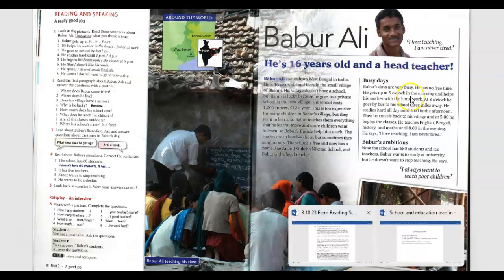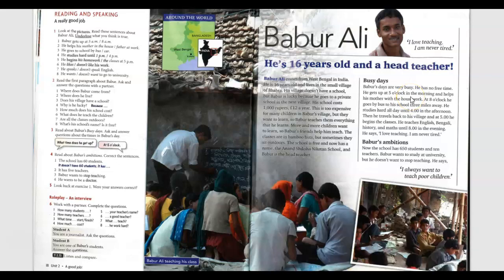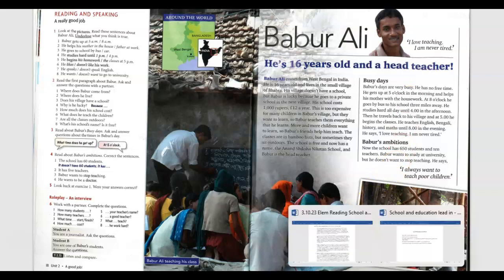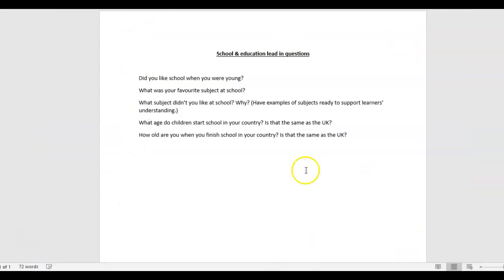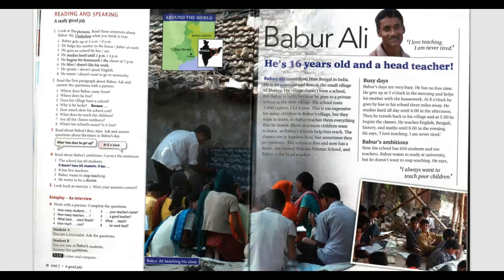So in the book, there isn't a lead-in really prepared for us. So I've written some questions here that you can use as a lead-in. So you can display these questions and have students talk together about them, just to get them thinking about the difference between school in their own countries and school here in the UK.